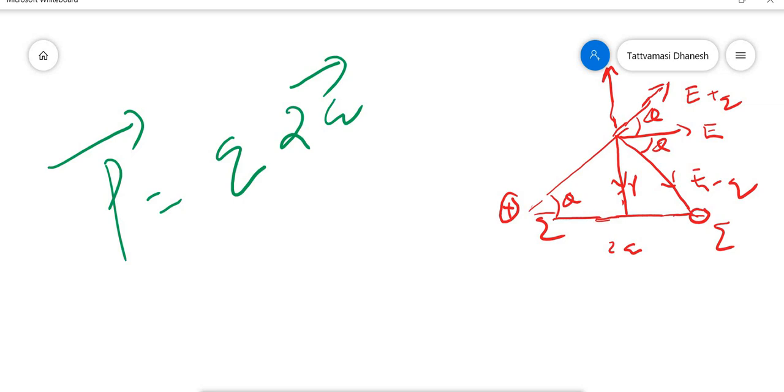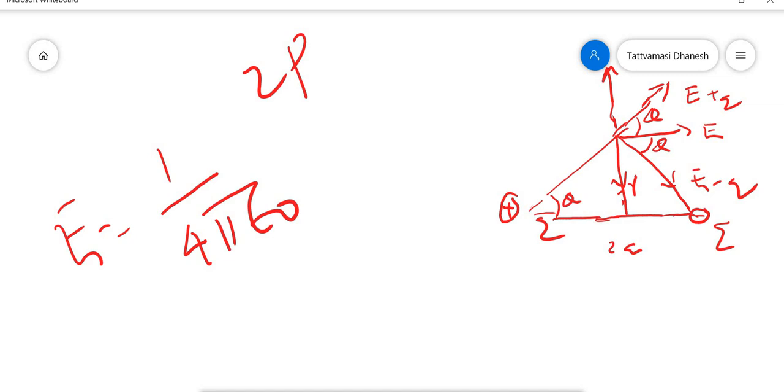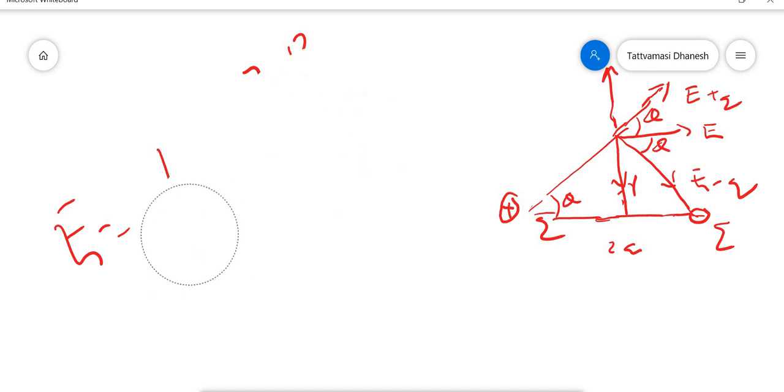Now I am going to derive an expression for the intensity of electric field due to an electric dipole in the equatorial position. But in the axial position we derived the equation. I can tell you the equation we derived is E is equal to 1 by 4 pi epsilon 0 into 2p divided by r cube. This is the equation we derived for the axial position. And in the equatorial position, let me derive the equation.